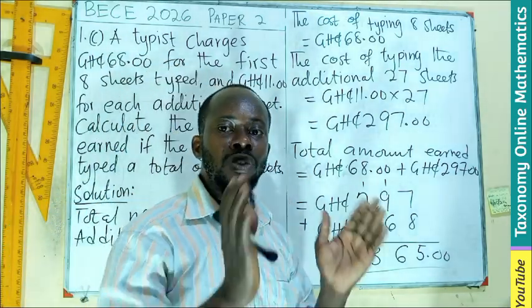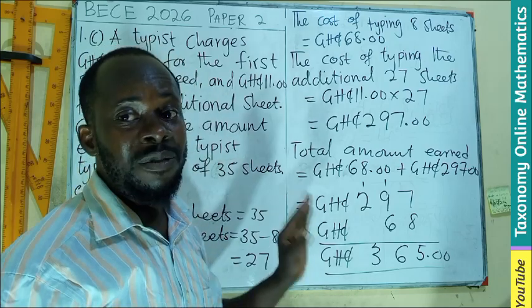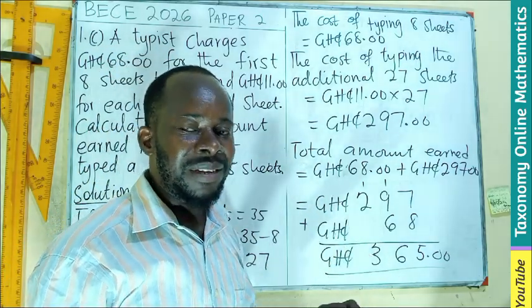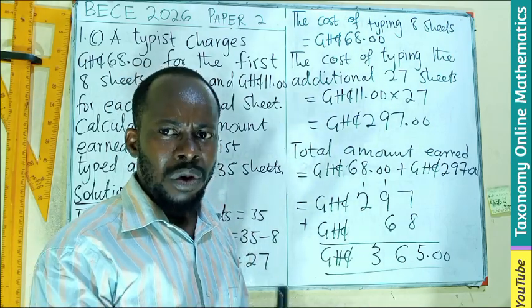So I should be thinking about 300 and 65 cedis in total if I type 35 pieces of paper, charging the first 8 at 68 cedis and the remaining at a cost of 11 cedis. I guess the concept is clear.